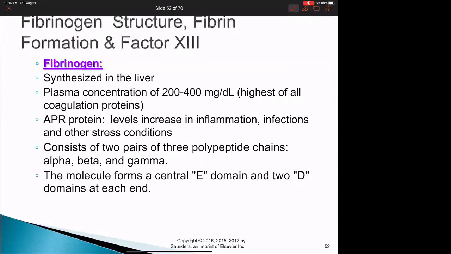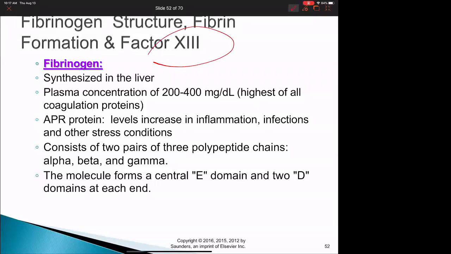Let's start talking about the fibrin clot, fibrinogen. What is the structure of fibrinogen? And how does fibrin form? And what is the function of factor 13? All right, so let's talk about fibrinogen.